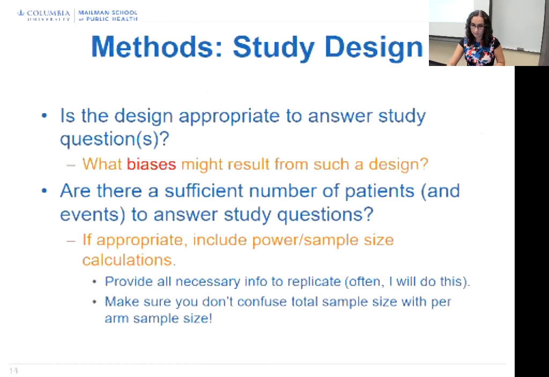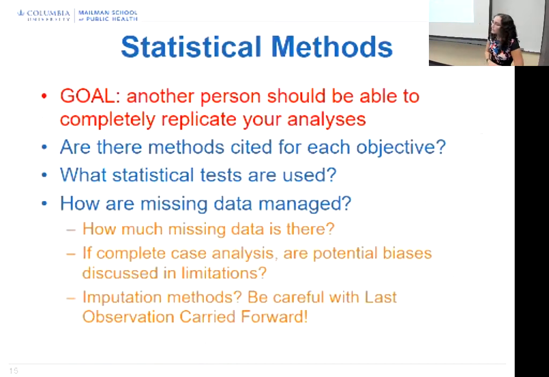Okay. The statistical methods section is probably the section I spend the most time reading. And the goal when you're writing this section is that another person should be able to read it and replicate your results. I realize that you have a limited amount of space in your manuscript, and I'll give a suggestion for how to handle this at the end of the talk. But specifically, what am I looking for? I'm looking for methods that are cited for each objective. If you have 3 aims, what are the analyses you're going to use for aim 1, aim 2, and aim 3? What tests are you going to use? And then how are you going to handle the missing data?